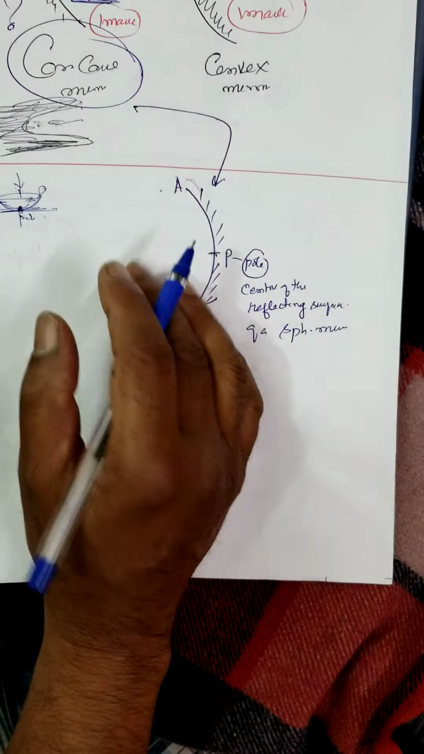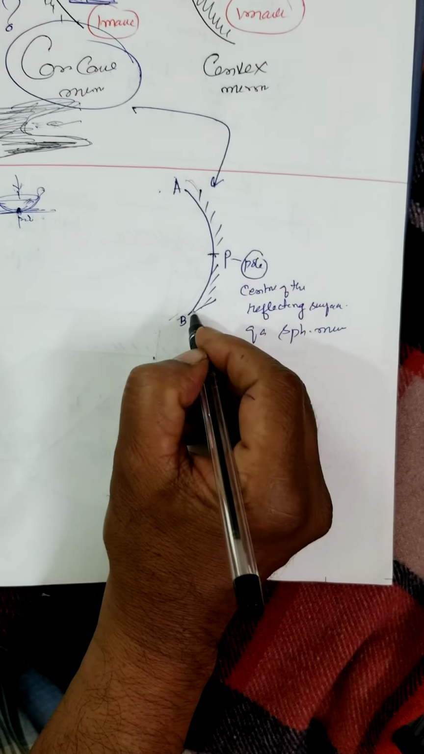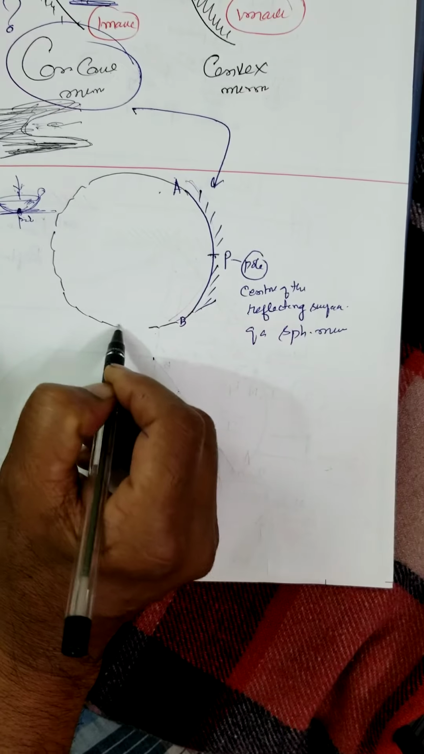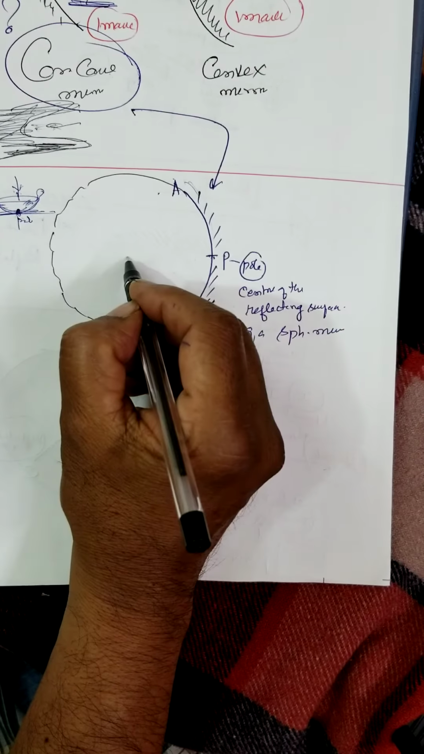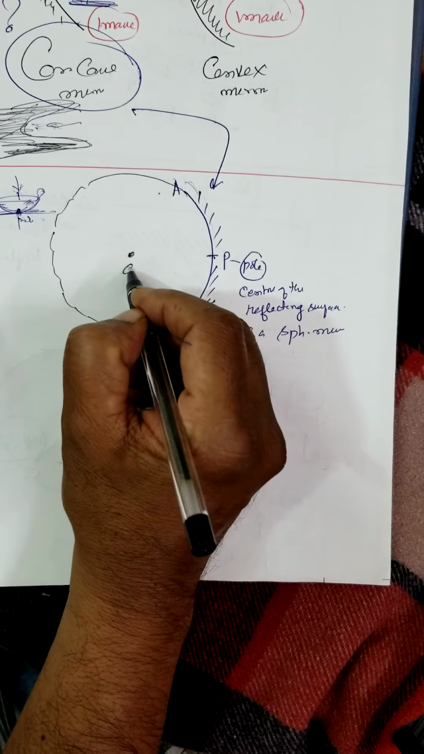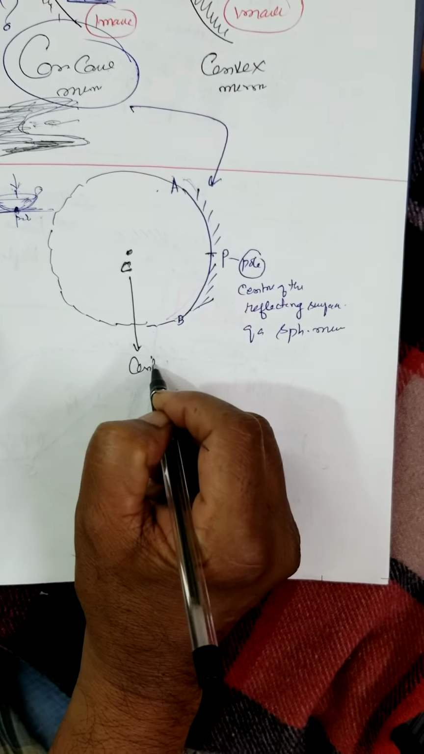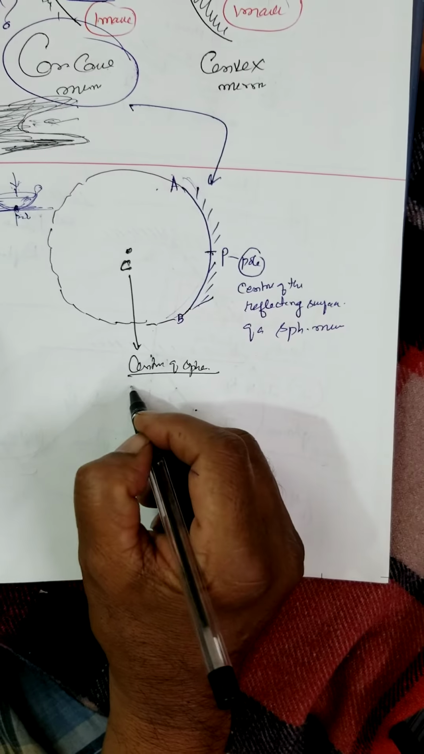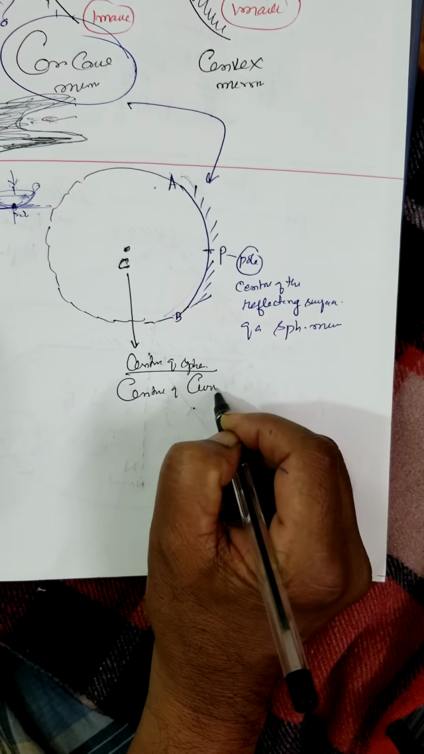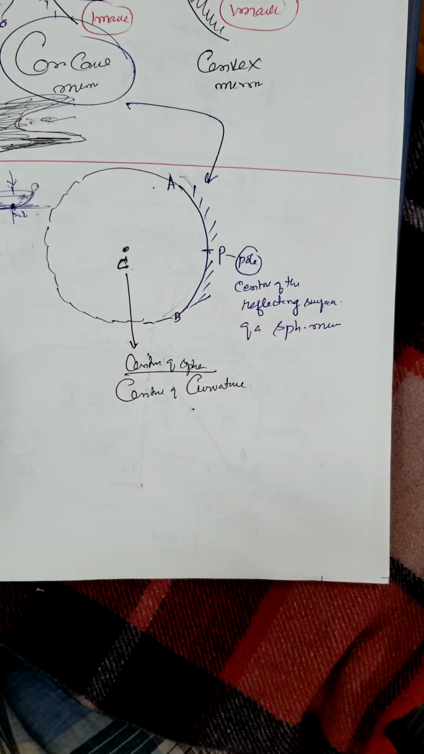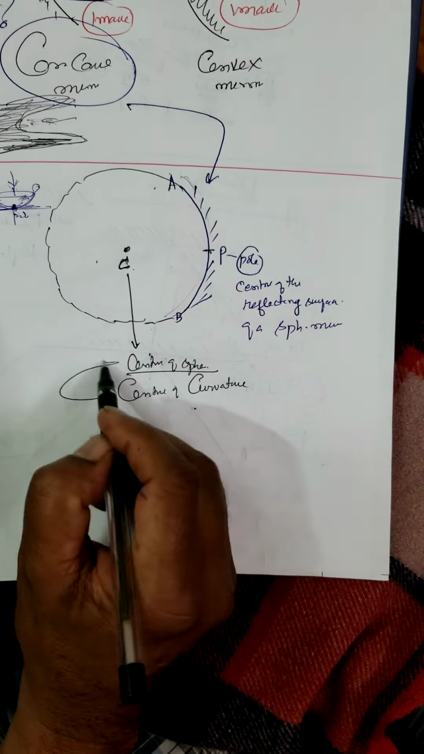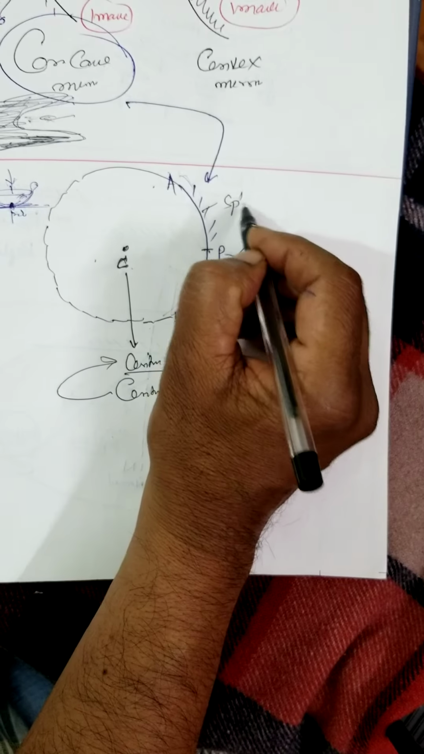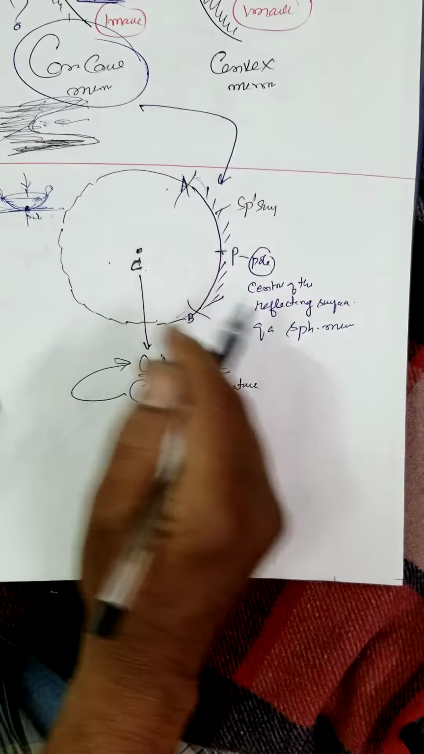Okay. Pole. Now, if you continue this spherical mirror like this, see, if I continue this portion, what will I get? I'll get a sphere, isn't it? Now, for the sphere, you have a center, C. This C is called the center of the sphere, and this is also called the center of curvature. What is the center of curvature? It is the center of the sphere itself, such that the spherical surface is a part of the sphere.